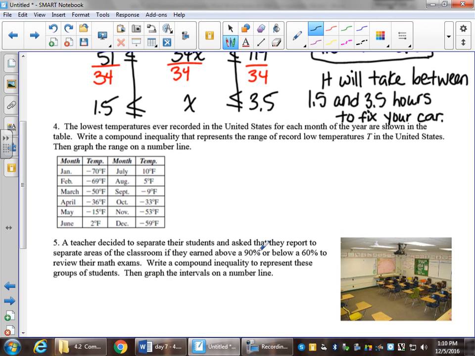Number 4. The lowest temperatures ever recorded in the U.S. for each month of the year are shown in the table. Write a compound inequality that represents the range of record low temperatures T in the U.S.